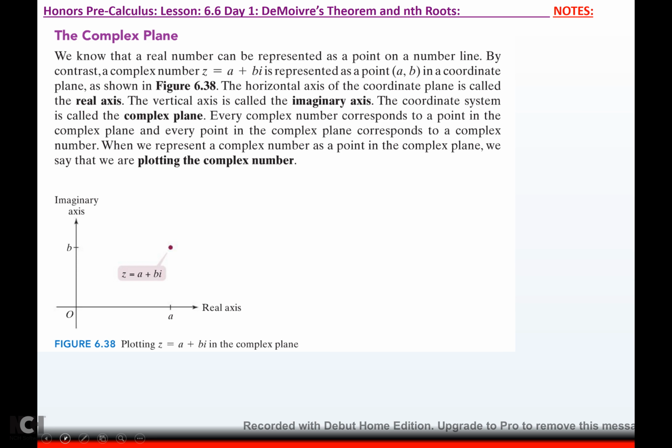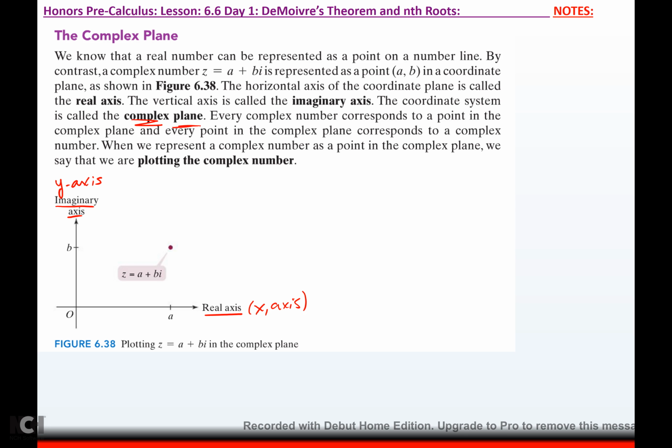All right. So the complex plane. We know that a real number can be represented as a point on the number line. By contrast, a complex number z equals a plus bi is represented as a point, (a, b), in a coordinate plane, as shown in figure 6.38. The horizontal axis is called the real axis. It's what we normally call the x-axis. But when you're talking about a complex plane, your x-axis is your real axis. And the vertical axis, which is what we normally call the y-axis, now becomes the imaginary axis. The coordinate system is called the complex plane.